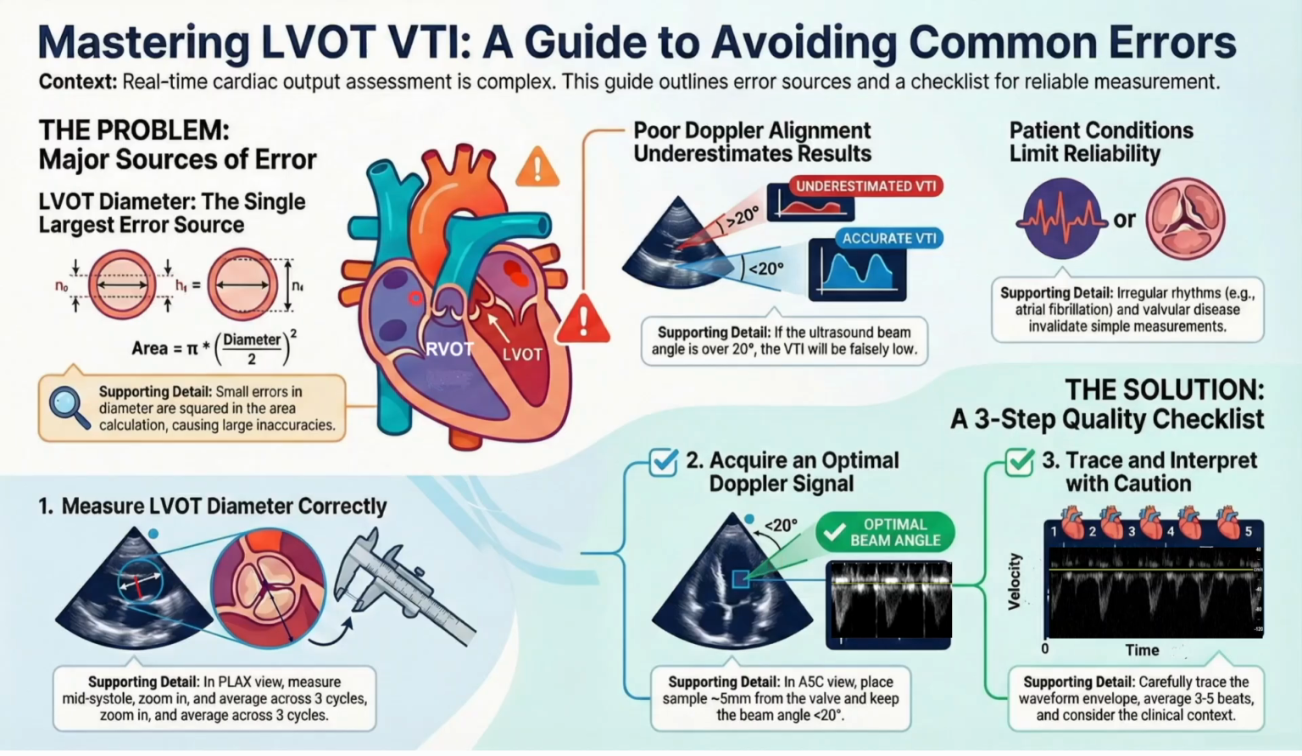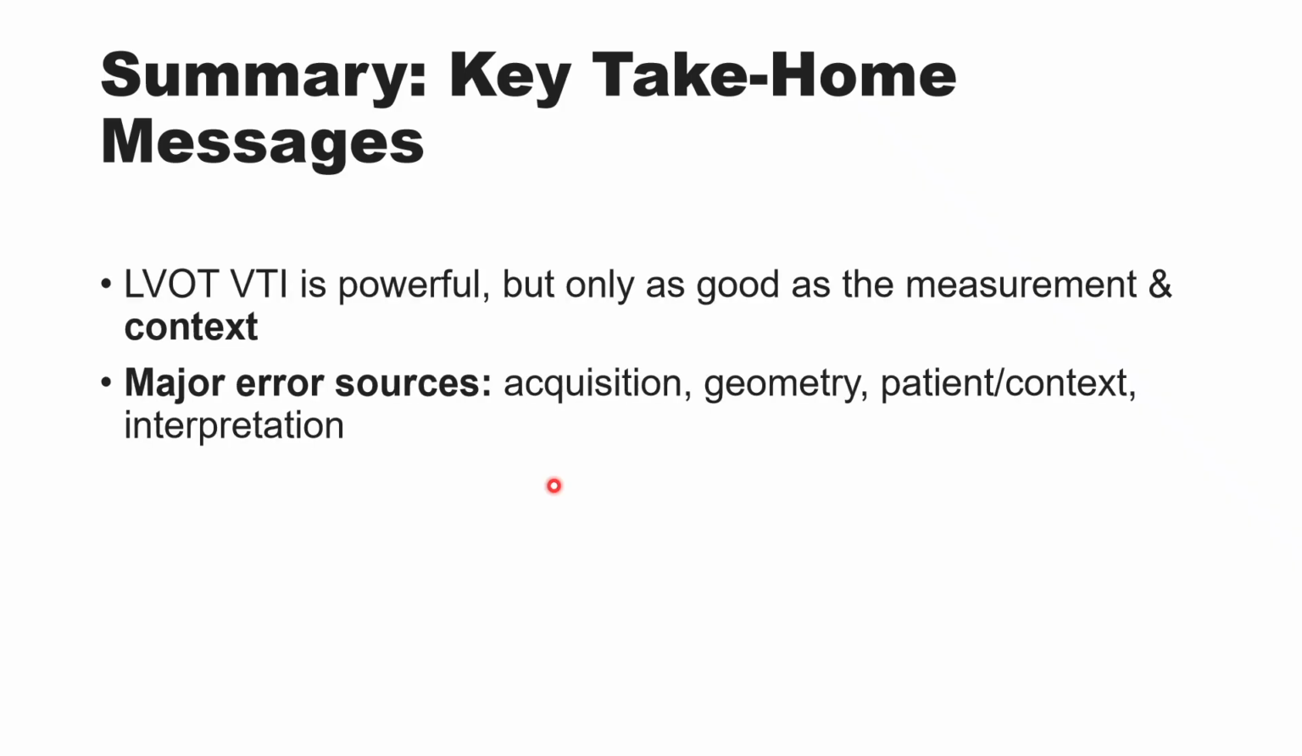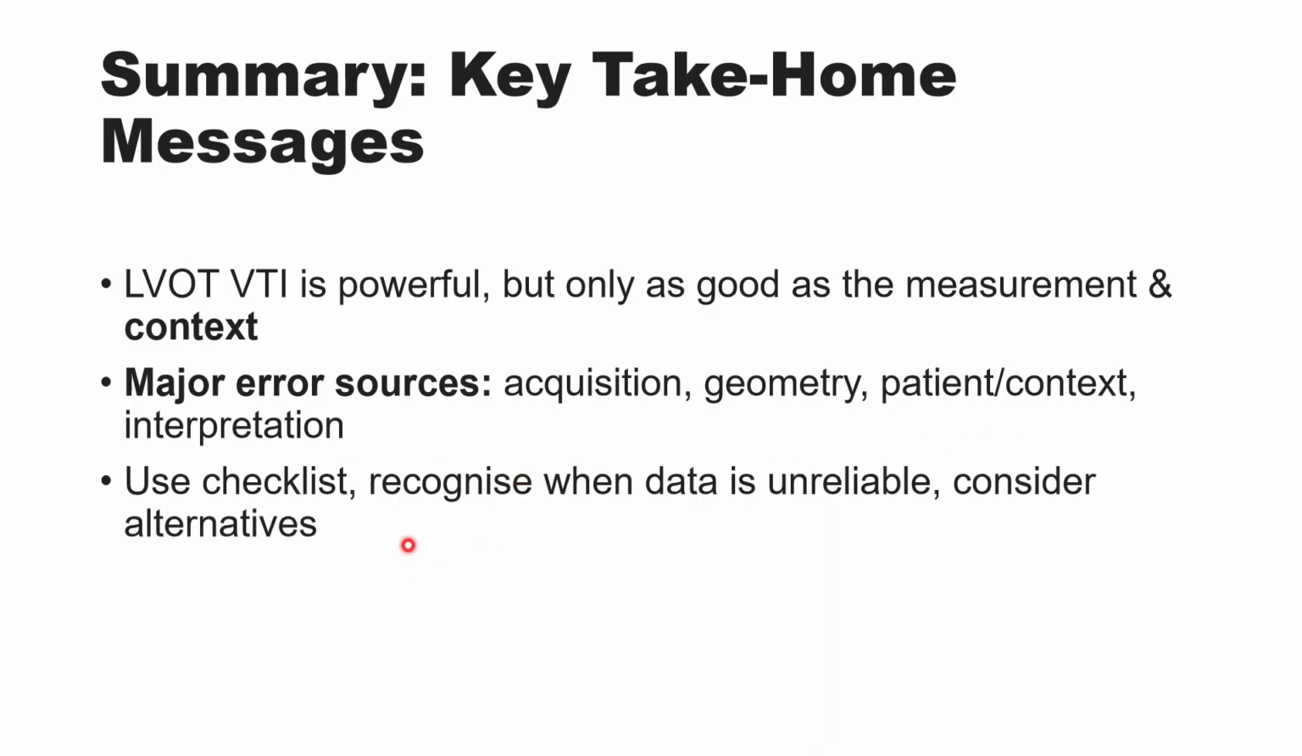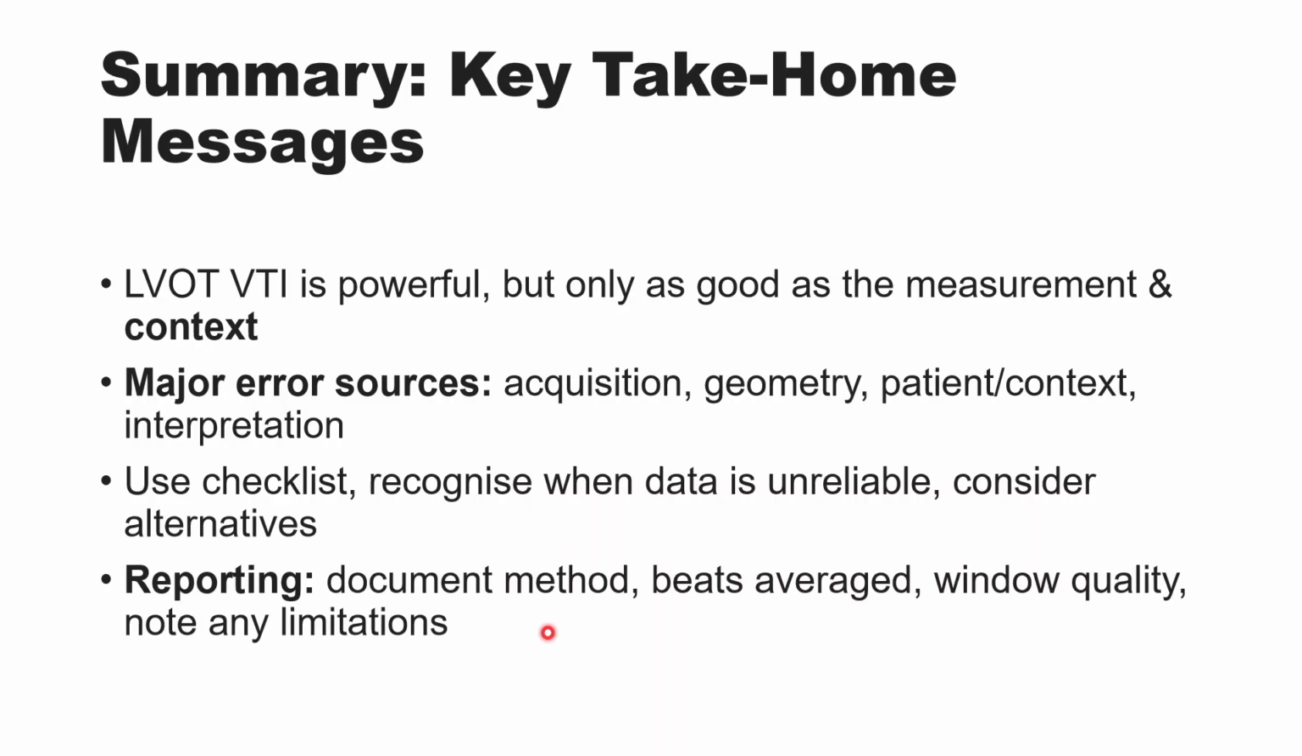So in summary, we talked about the various limitations or errors of the LVOT VTI, and also we talked about how to address those issues. I would suggest go through those 7 steps, and then we will get a very good reliable application of the LVOT VTI. So LVOT VTI is a very powerful technique. However, it has got some limitations. There may be some limitations in acquisition, geometry, patient, context, and interpretation. Use those 7 steps of the checklist and recognize when the data is unreliable. Consider the alternatives. It's very important that we document the method, we document the errors, the quality, and this will make sure that the result of the LVOT VTI can be interpreted appropriately.